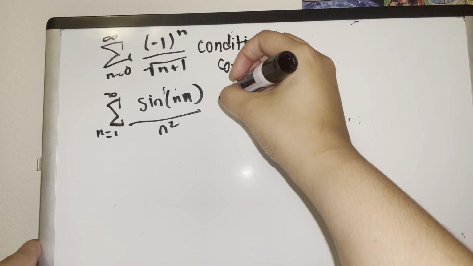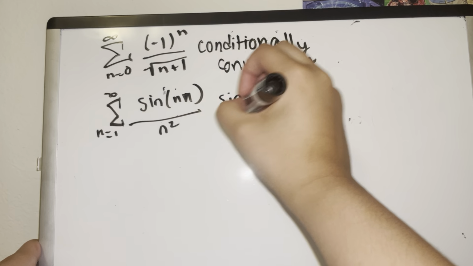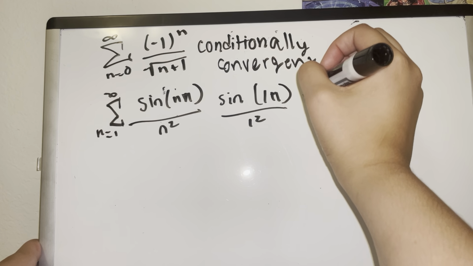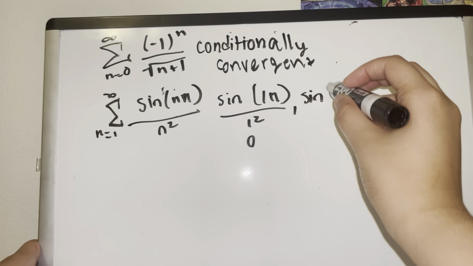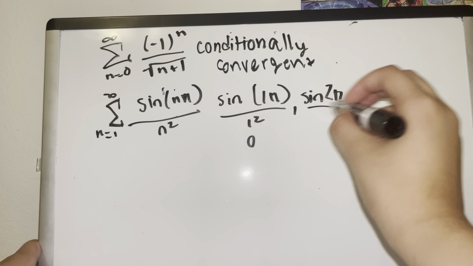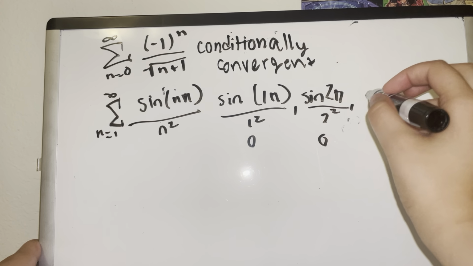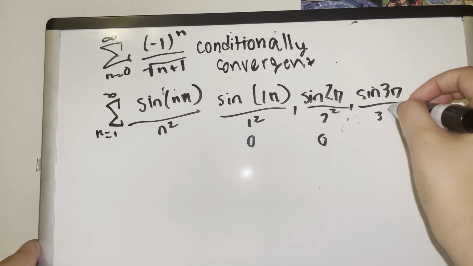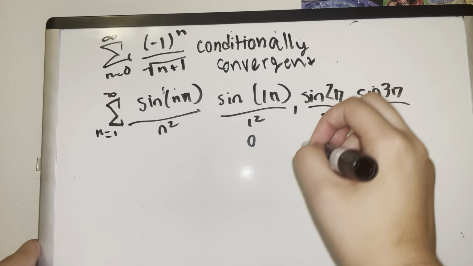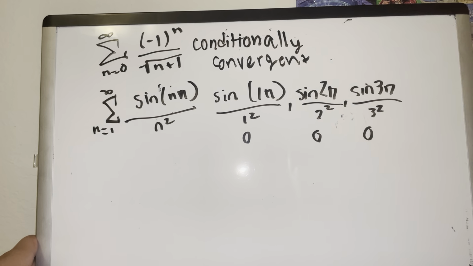So let's try and plug in some points. Sine of 1 pi over 1 squared is 0. Sine of 2 pi over 2 squared is 0. Sine of 3 pi over 3 squared is 0. So this is going to converge to 0.